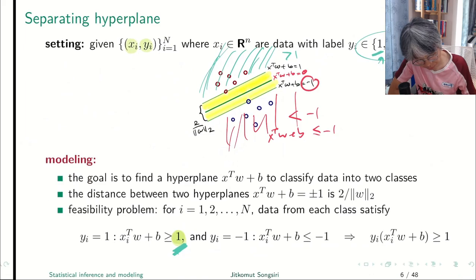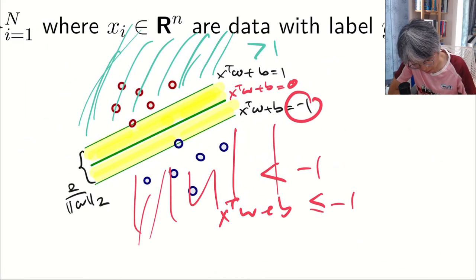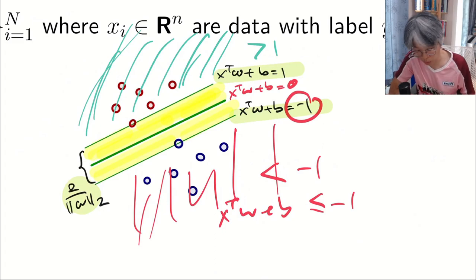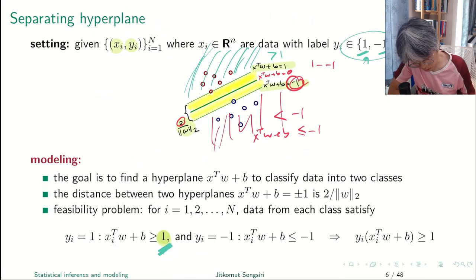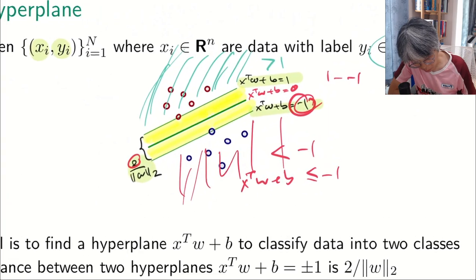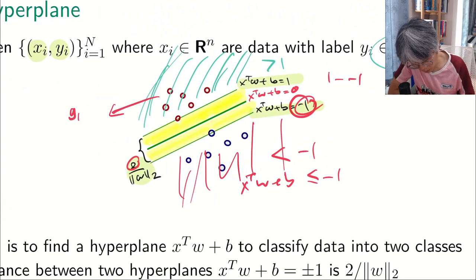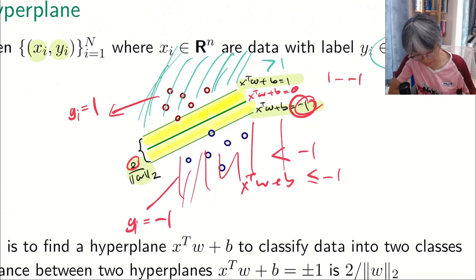All right. Now, from the results we had earlier, these are the two parallel hyperplanes. The distance is of course 2, right? 1 minus minus 1, which is 2, is proportional to the inverse of the norm of W. We label with yi equals 1, we label with yi equals minus 1.